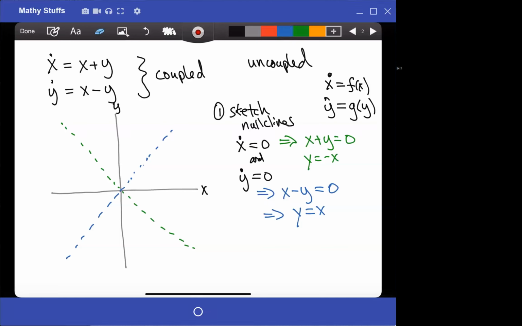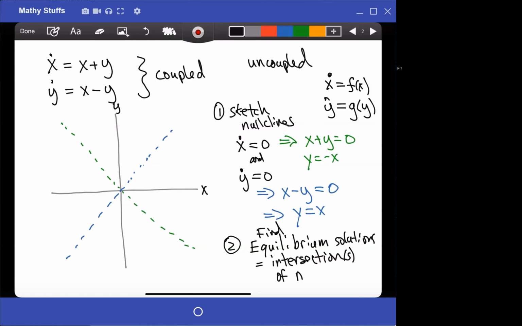Anywhere the nullclines intersect is going to be an equilibrium solution. So step two is to find the equilibrium solutions. That's just the intersection of these nullclines. It's where simultaneously x dot is equal to 0 and y dot is equal to 0. Intersections, because there can be more than one. And that means our equilibrium solution here is 0, 0. That's the only equilibrium. So if your initial conditions are 0, 0, x dot is 0 and y dot is 0 forever, you're not moving. You're stuck right there. Now you can never enter or leave an equilibrium solution no matter what.